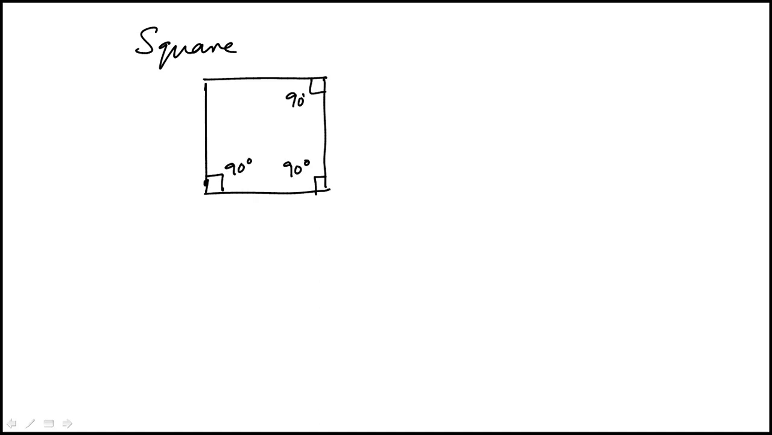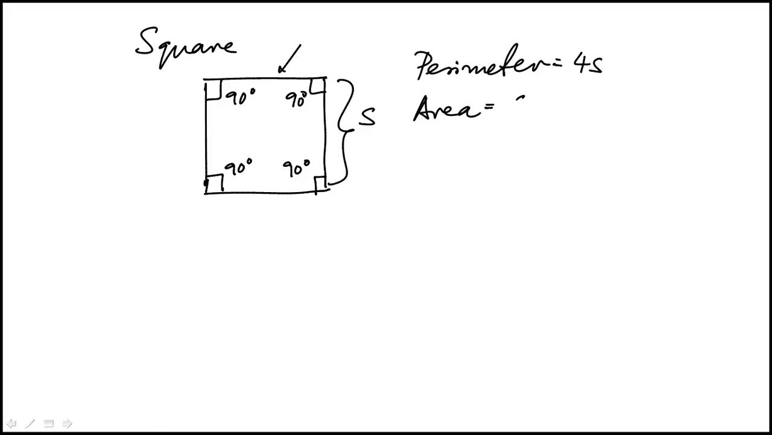So in a square, all four sides are equal, and each one of the internal angles is 90 degrees. So all these four angles are 90 degrees. And if I call the side S, then the perimeter, which is the sum of the lengths of the four sides, is just 4S. And the area of the square is just side times side, or S squared.